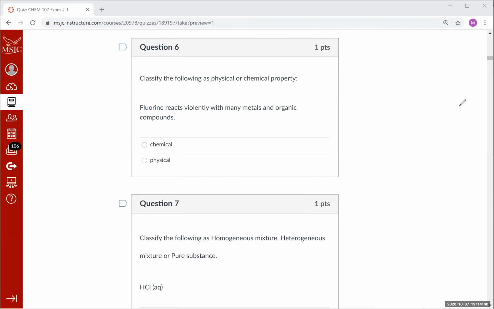Okay, let's classify the following as a physical or chemical property. Fluorine reacts violently with many metals and organic compounds. So we see this keyword once again, reacts violently. That's a chemical property, 100%. It concerns chemical reactions.